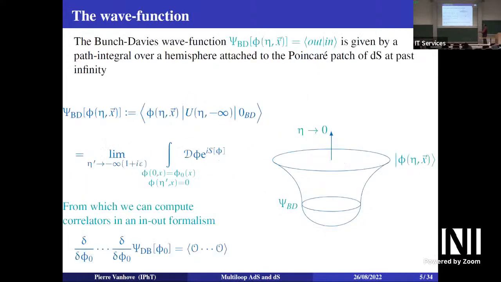So now, what kind of observable can you consider in that setup? What is natural to consider is what is called the Bunch-Davies wave function. This is the in-out state.